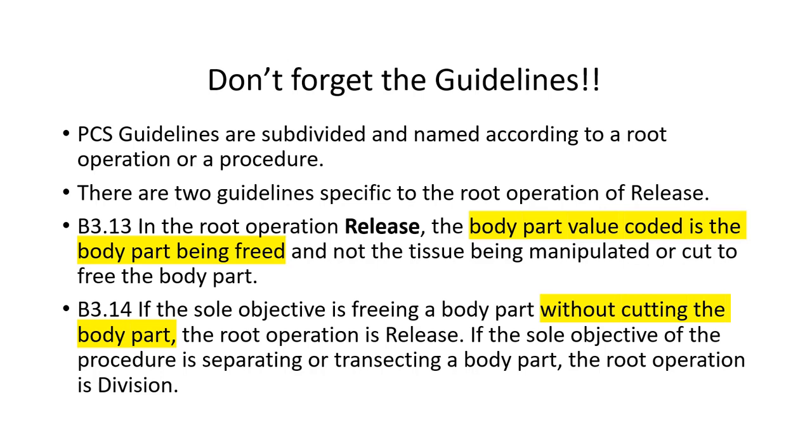Don't forget your guidelines. PCS guidelines are subdivided and named according to a root operation or procedure, and there's 2 of them specific to the root operation of release. B3.13 says, in the root operation release, the body part value coded is the body part being freed. And B3.14 says, if the sole objective is freeing without cutting the body part, the root operation is release. So both of those, we've made the right decision as far as our root operation following these 2 guidelines.